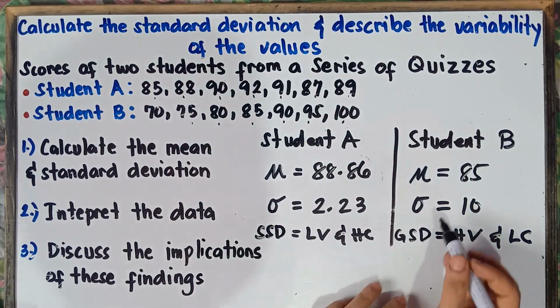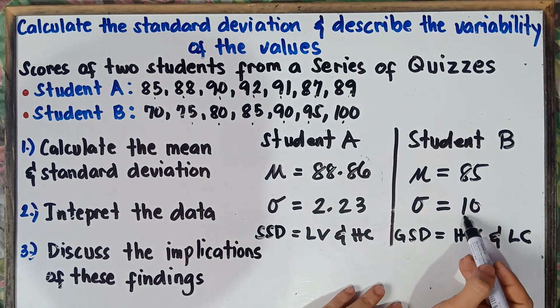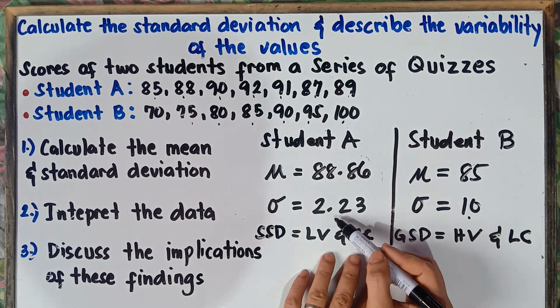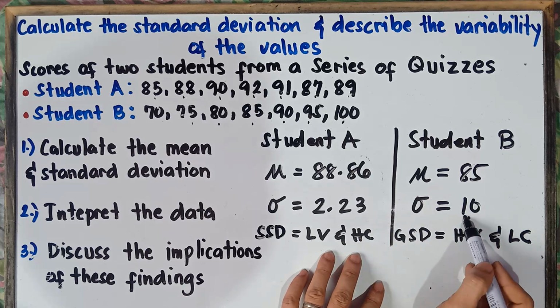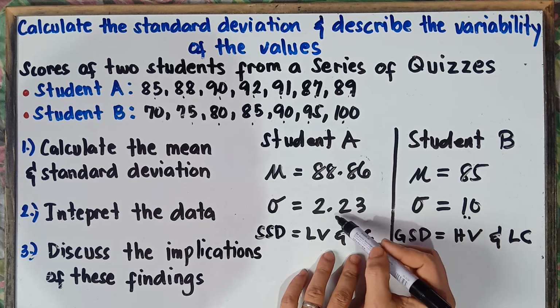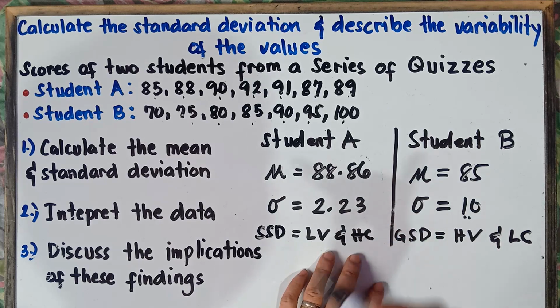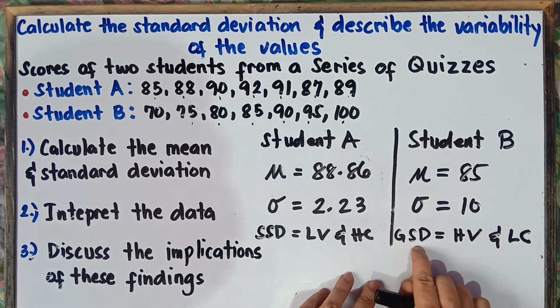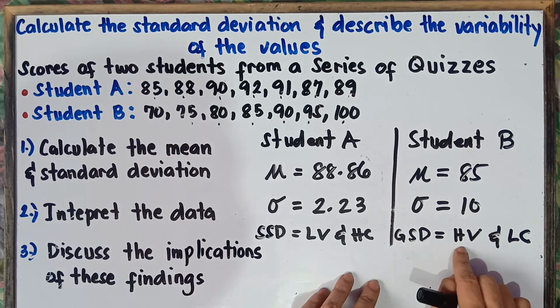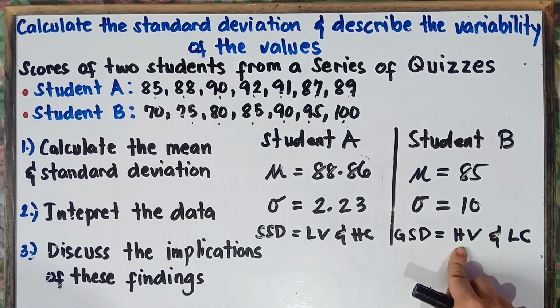Now, this one right here, class, we have greater standard deviation, right? Of course, we know that 10 is greater than 2.23. 10 is too far away from 2.23. If you have greater standard deviation, you have higher variability. Sir, question, sir, what do you mean by higher variability? It means, class, that the points are widely spread out from the mean, far from the mean.